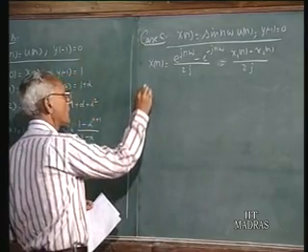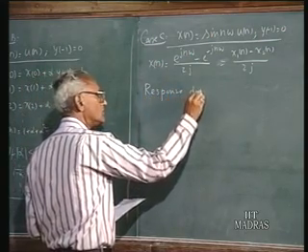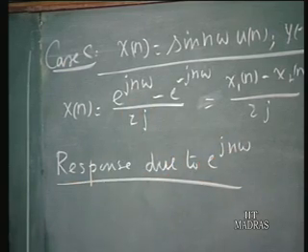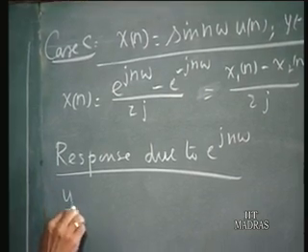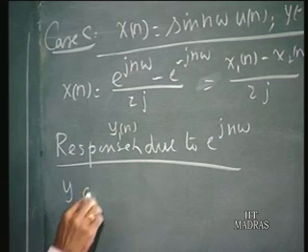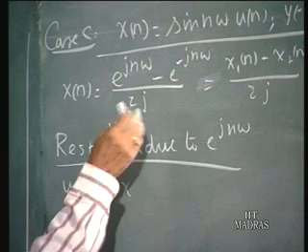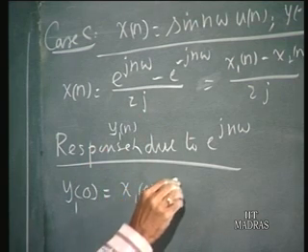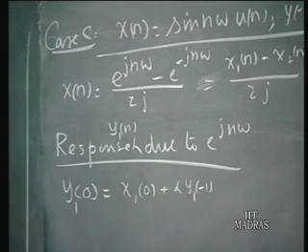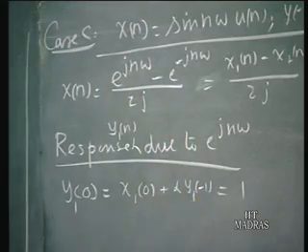So let me say I would find the response due to e^{jnω}, that is due to x1[n], and I will call that response y1[n]. So y1[0] equals x1[0] in this case, plus α times y1[−1], which is taken to be 0, which we assumed was 0. Therefore, this turns out to be x1[0], which happens to be 1, e^{jnω} at n = 0.